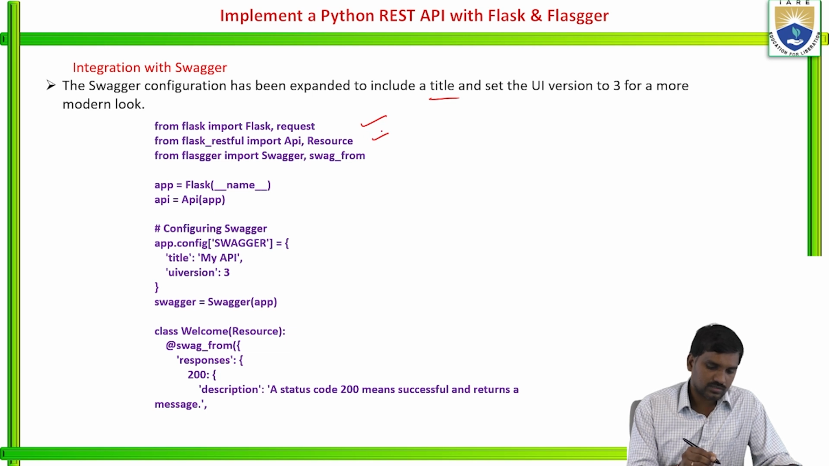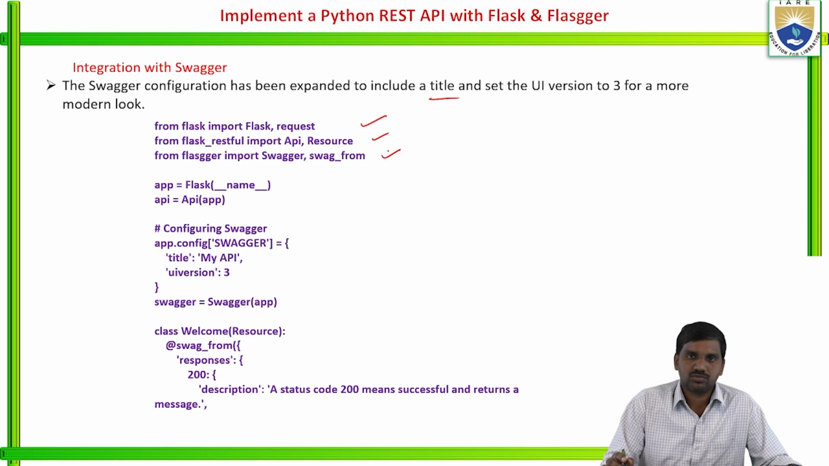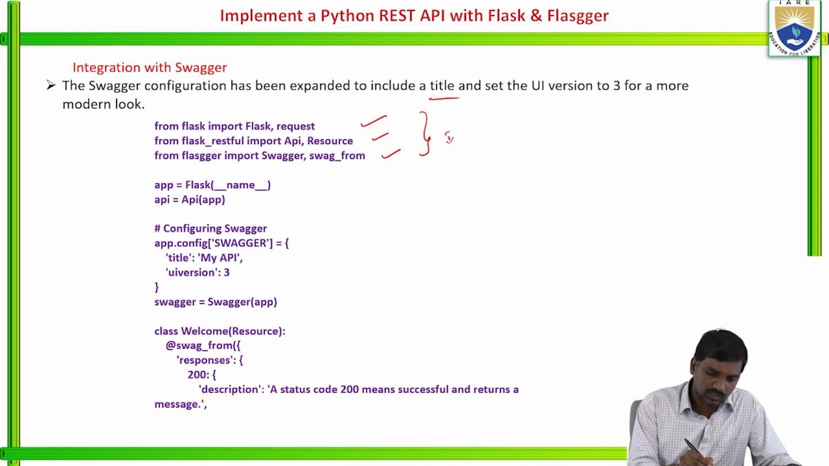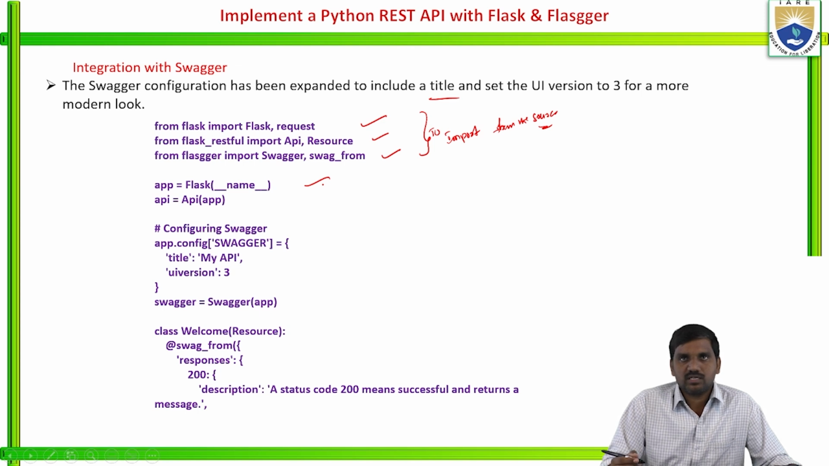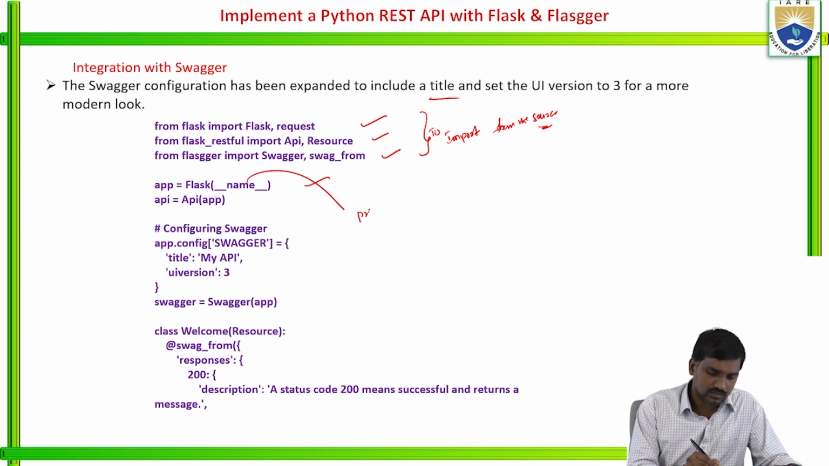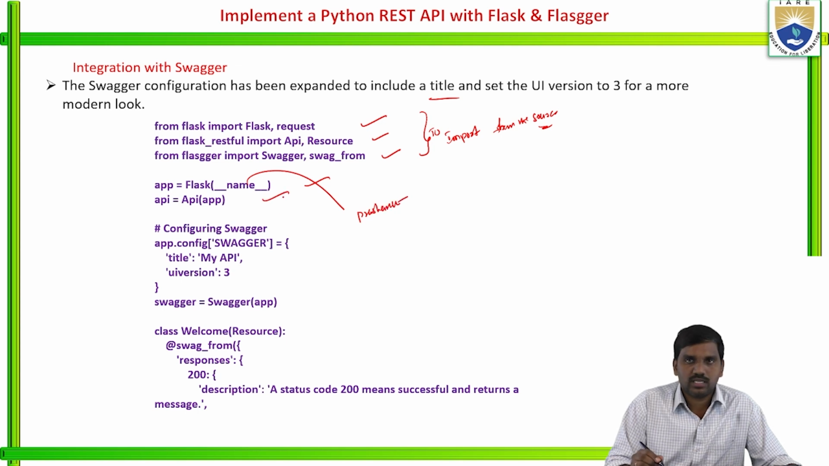Next, import the API resources and import Swagger, swag_from. These are the imports of the information from the source. Next, you can define the name, whatever name you are giving: app = Flask(__name__). You can give the name. api = Api(app).